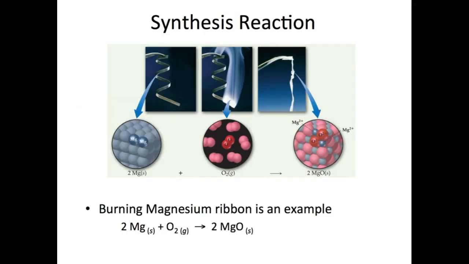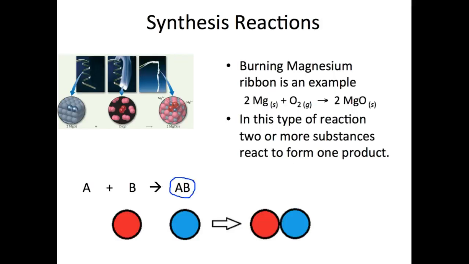The first reaction is synthesis reactions, otherwise known as combination reactions. Burning of magnesium ribbon is an example of this synthesis or combination reaction. Basically what's going on is we see 2 or more substances forming a single product. That is one of the ways that we recognize it. We have one thing on the product side. So we see a couple of things and we get one thing.